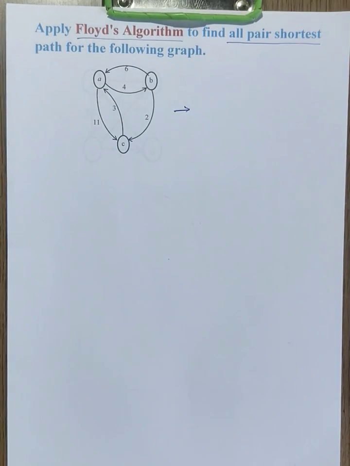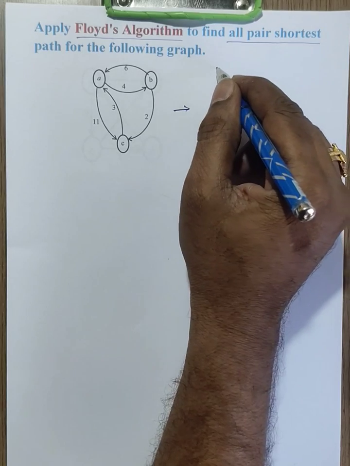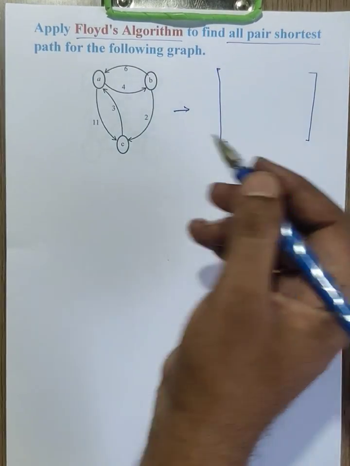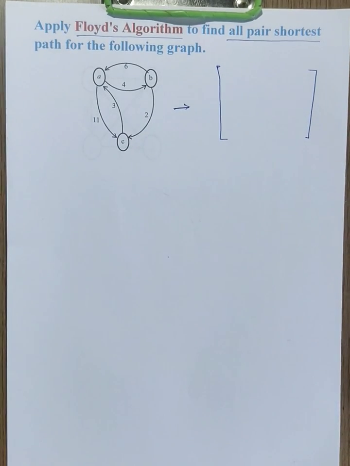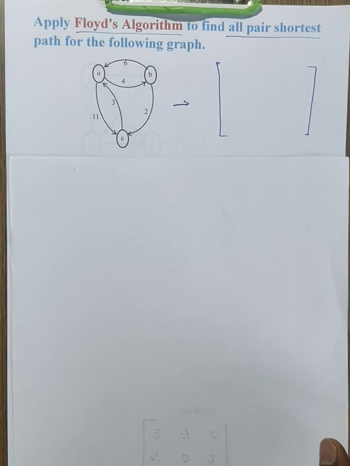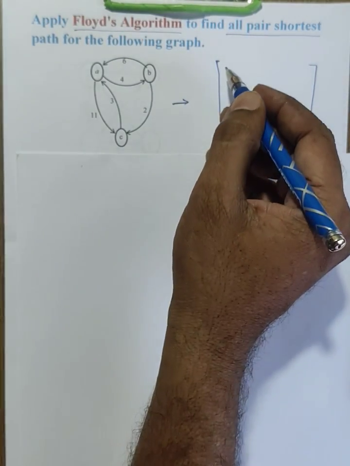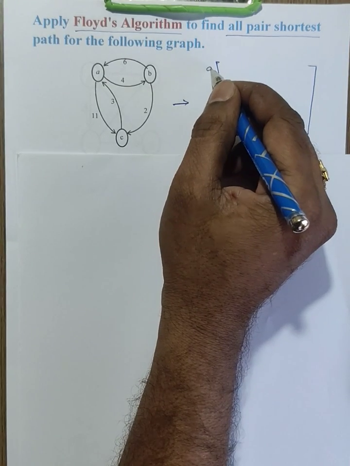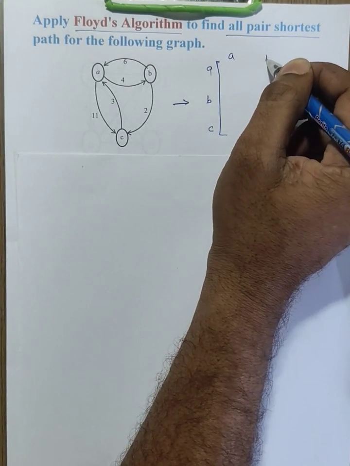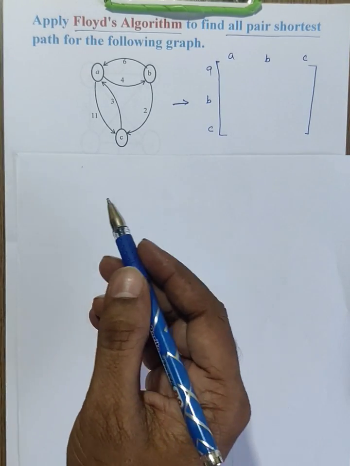First, total number of vertices is 3. If there are 3 vertices, then size of matrix is 3. And within this matrix, the size of matrix is 3, and by default, this is A, B, C. But we have to find shortest path to visit all vertices.